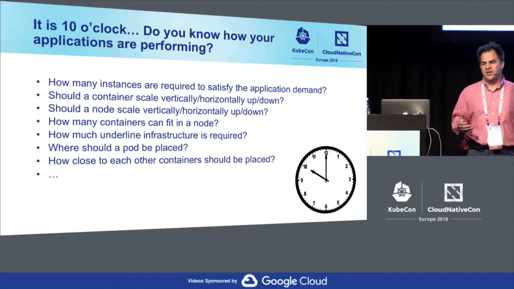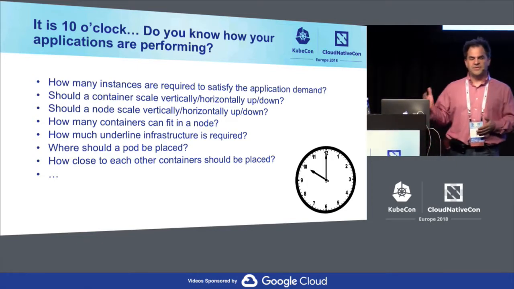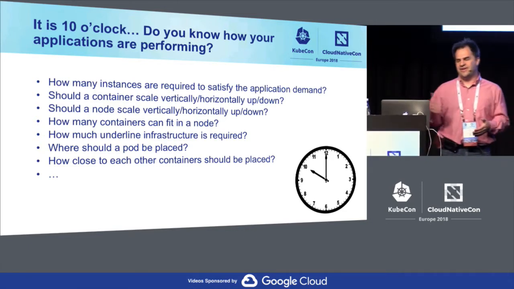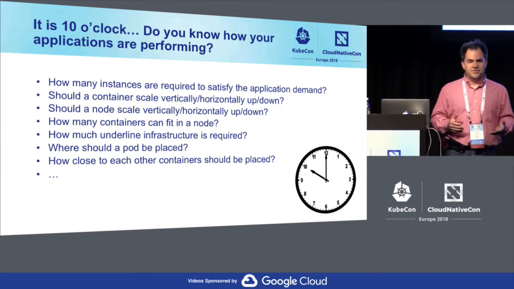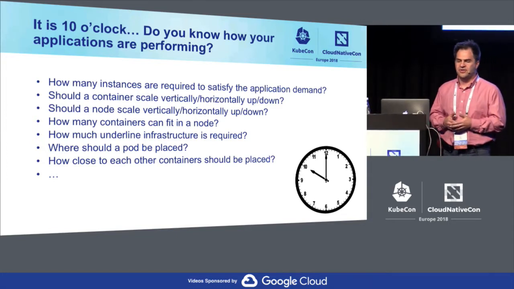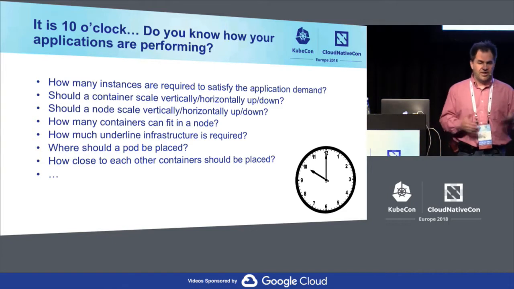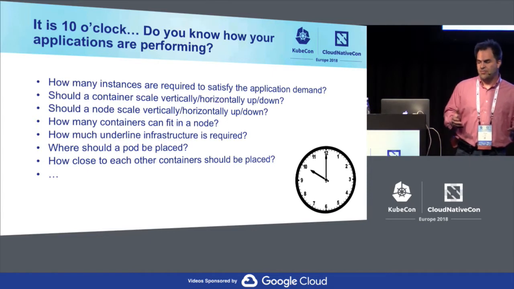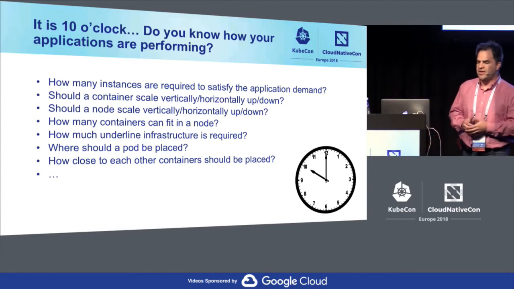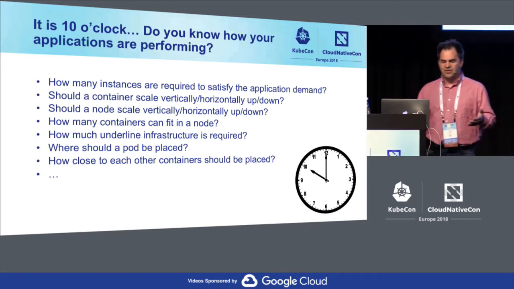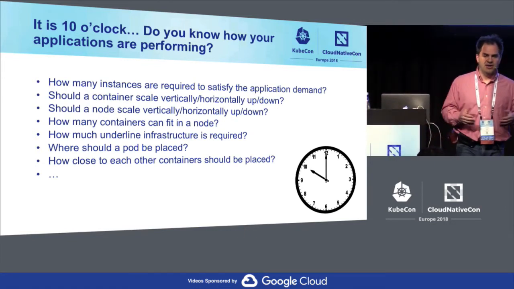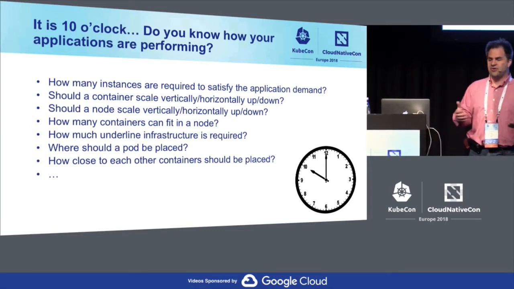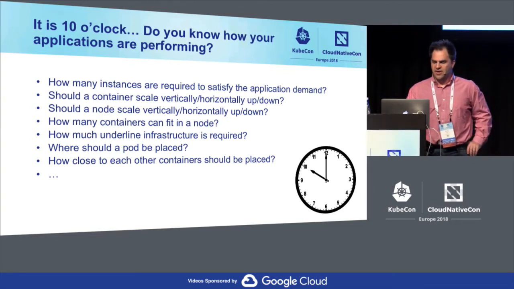It doesn't answer the question of how many instances I need to satisfy the application demand, not just at 10 o'clock, but actually every minute of the day, every second of the day, if you will. Do I need to scale my application horizontally or vertically? Do I need more nodes in my cluster? Do I need to scale them up or down? How many containers do I place at this particular point in time in a node? And how do I manage the underlying infrastructure? How close should these microservices, these pods, be to each other in the context of their communication, as well as other resources they need to consume?